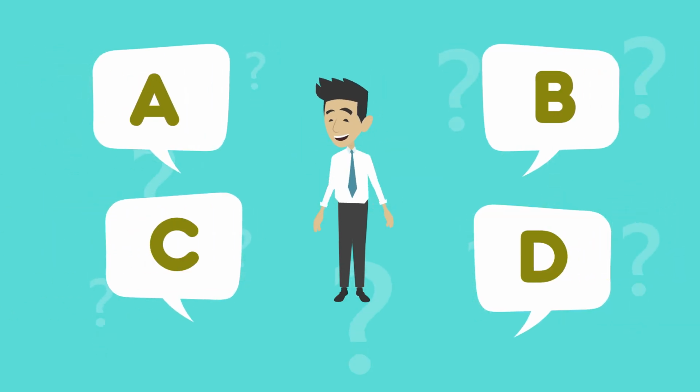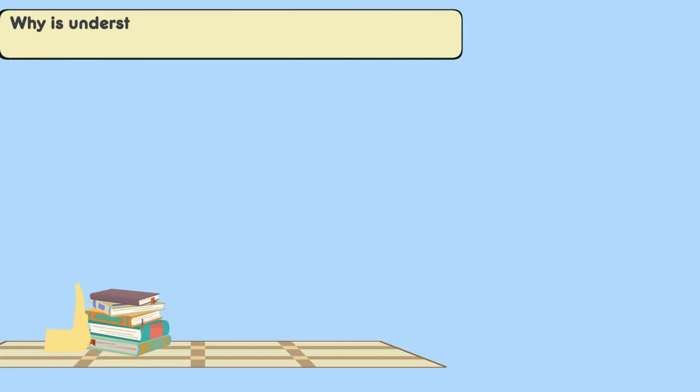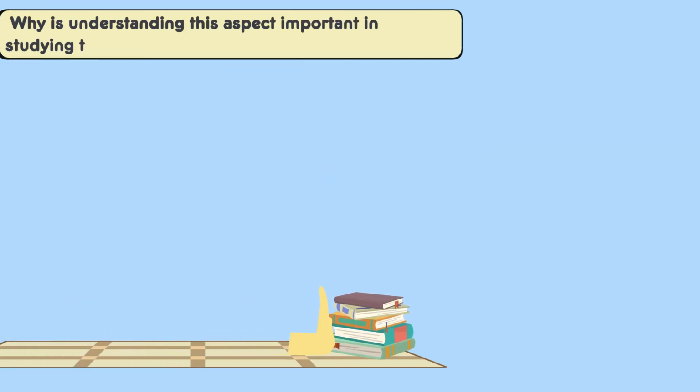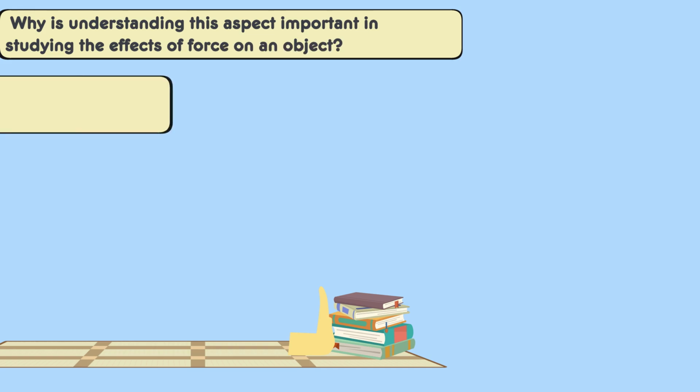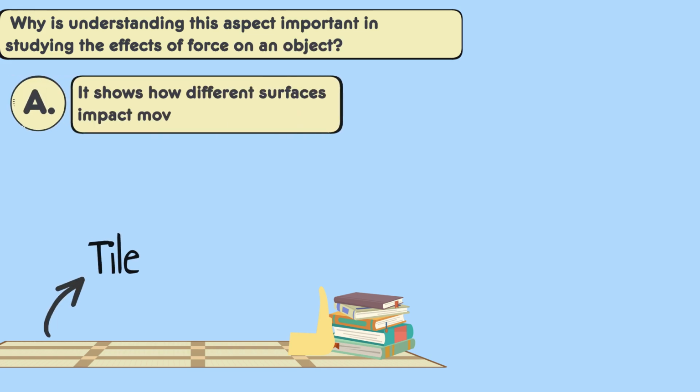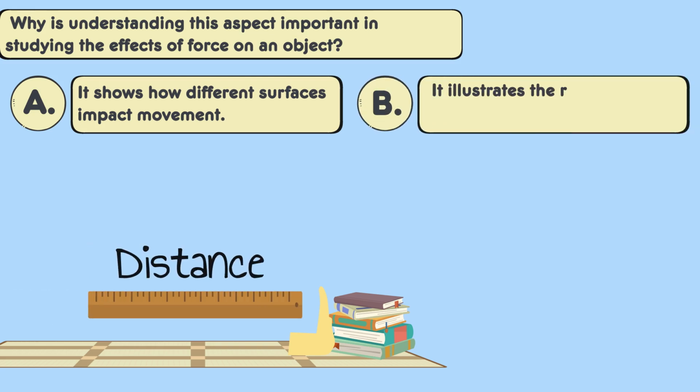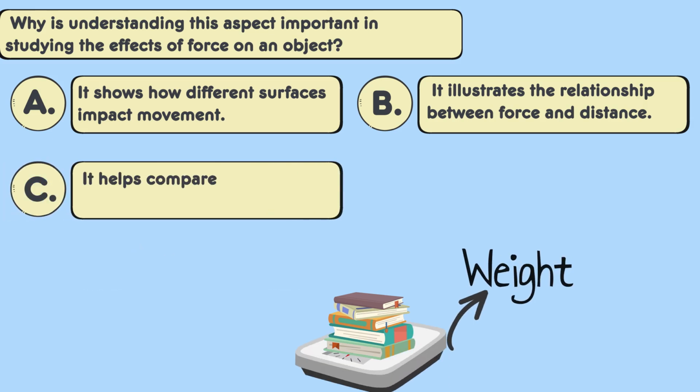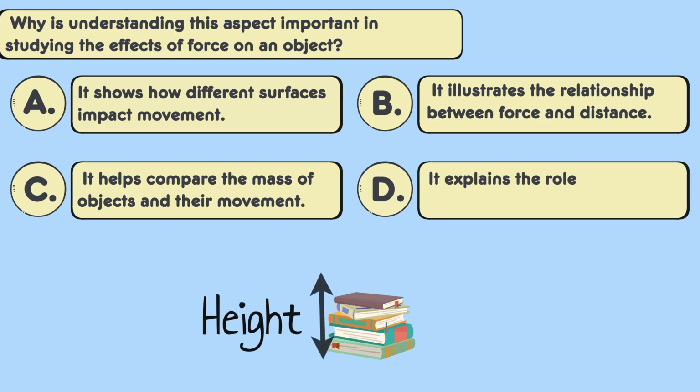Here's your question for part B. Why is understanding this aspect important in studying the effects of force on an object? A. It shows how different surfaces impact movement. B. It illustrates the relationship between force and distance. C. It helps compare the mass of objects and their movement. D. It explains the role of object height in motion dynamics.